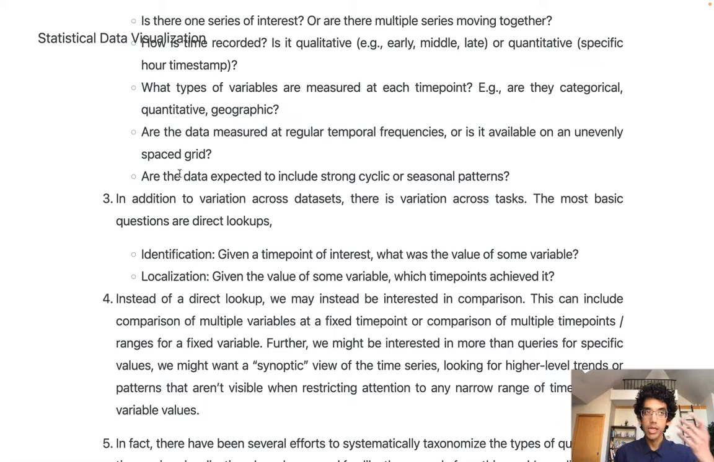So we use the same word to actually refer to many different kinds of problems. Time series visualization can lead to many different kinds of plots depending on the properties of the data.